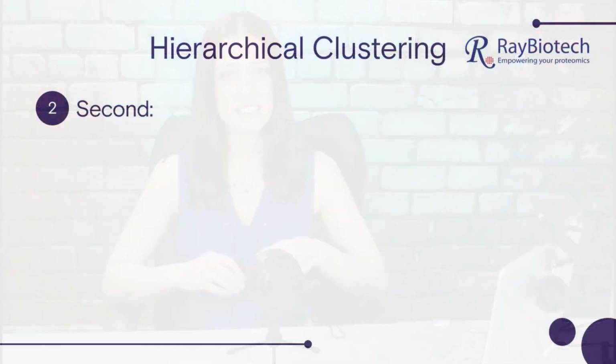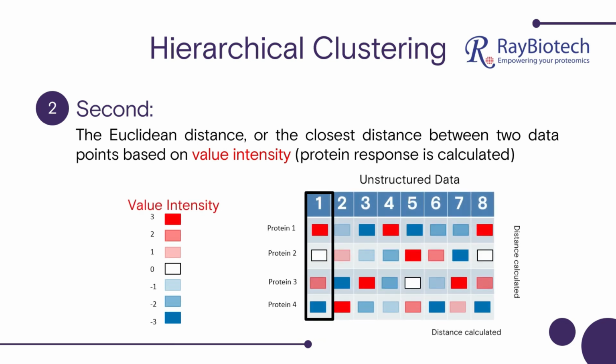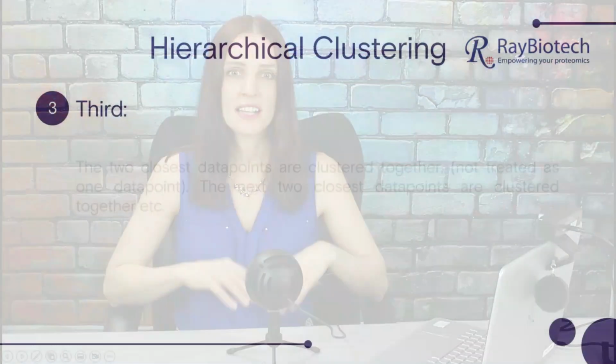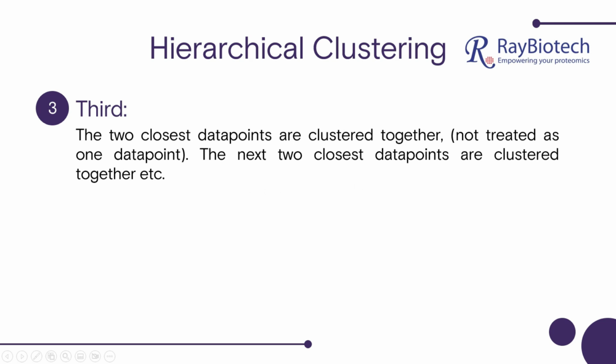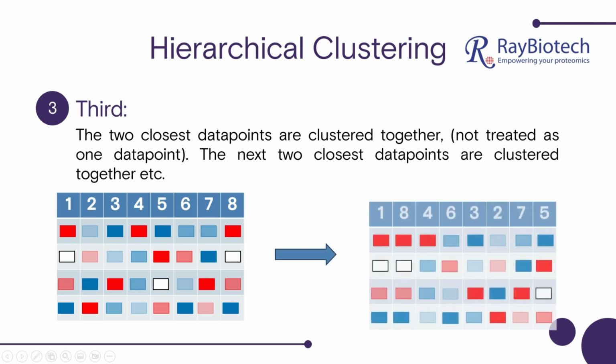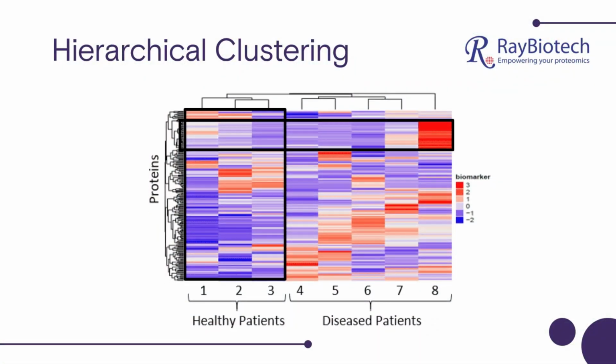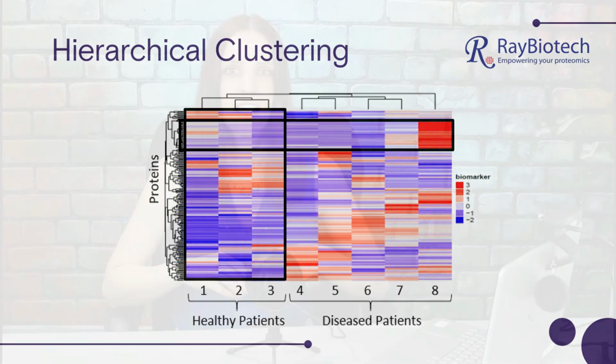Second, the Euclidean distance, or the closest distance between 2 data points based on value intensity, is calculated. Third, the 2 closest data points are clustered together, which are then treated as one data point. The next 2 closest data points are clustered together, and so on. This continues until all the data groups are merged into one cluster. At the end, data looks like this. Hierarchical clustering produces a heat map with cluster dendrogram and a table outlining which clusters work together.